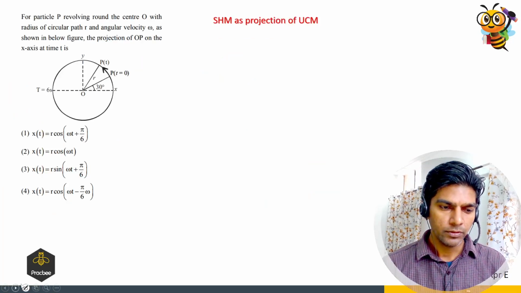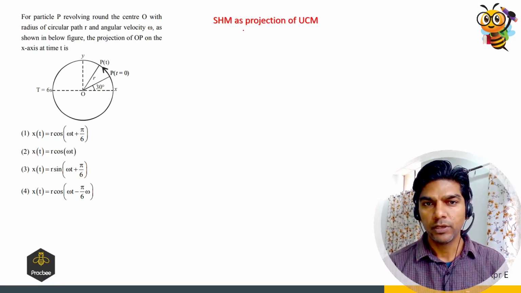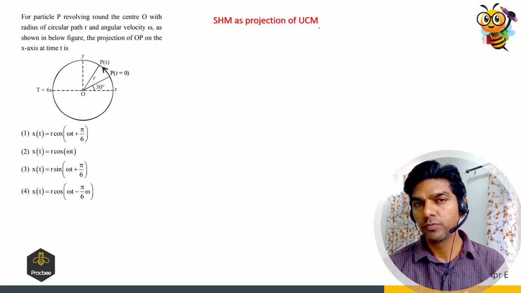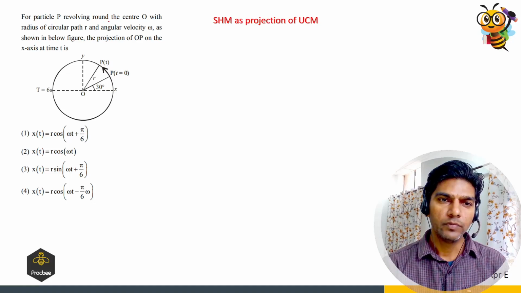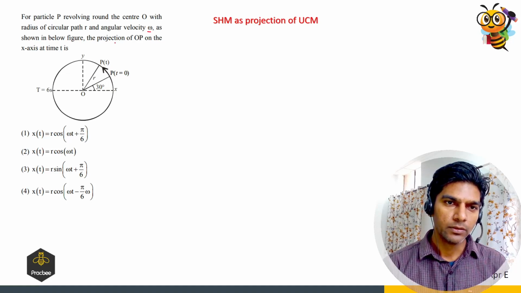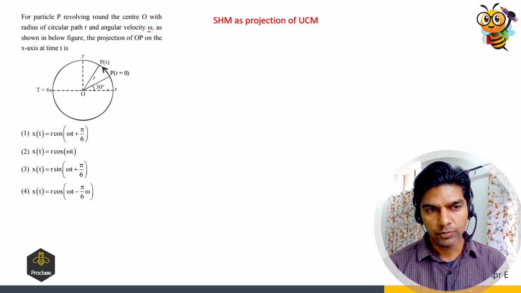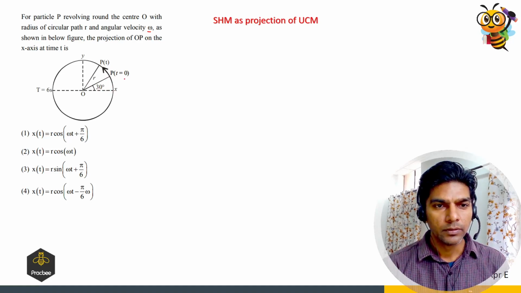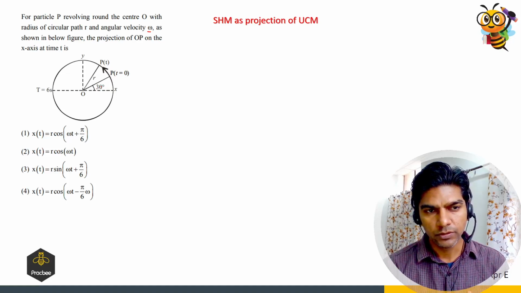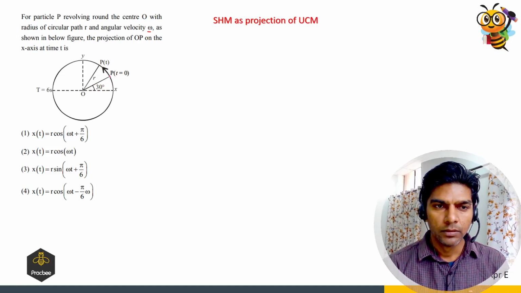Now let us see this question, which is based on the new problem type, simple harmonic motion as a projection of uniform circular motion. For a particle P revolving round the center O with a radius of circular path R and the angular frequency omega as shown in the figure, we have to find the projection of OP on the x-axis at time t. It is given that at this particular position the radius vector makes an angle theta with the positive x-axis. Now we have to find the position at a general time.